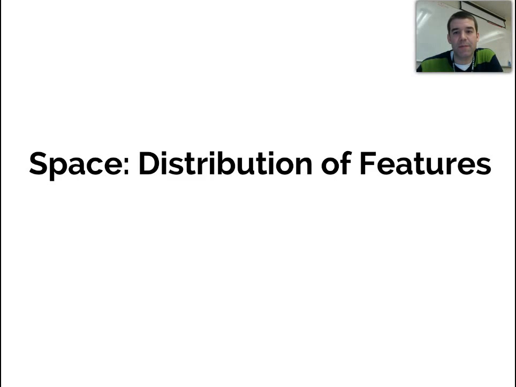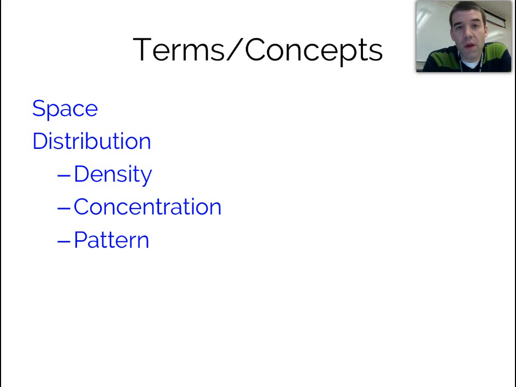Today's video is taking a look at space, or the distribution of features on the Earth's surface. When we think of the geographic concept of space, it's not like going to the moon per se, but actually looking at how things are arranged. To explain this concept well, you should have a grasp of the terms space, distribution, and then density, concentration, and pattern, which are the ways we can describe distribution of various features on the Earth's surface.